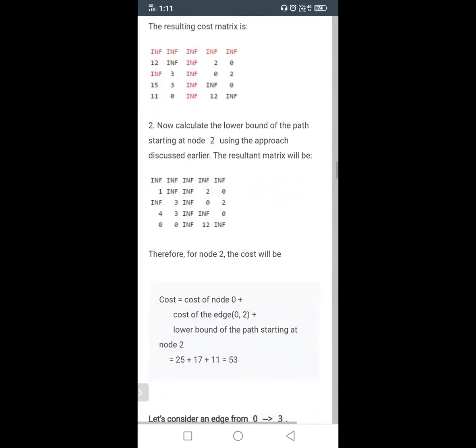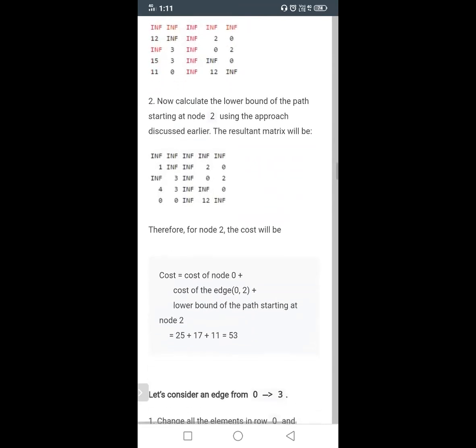We get zeros here. See here, in this row the minimum is 0, in this row the minimum is 0, in this row the minimum is 0, in this row the minimum is 0, and in each of these columns the minimum is 0.